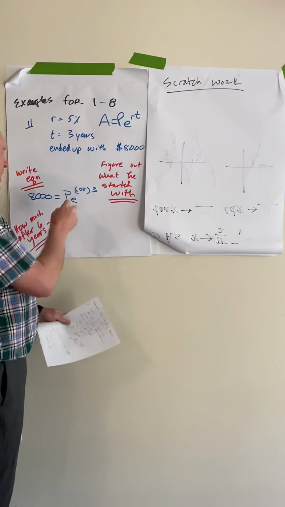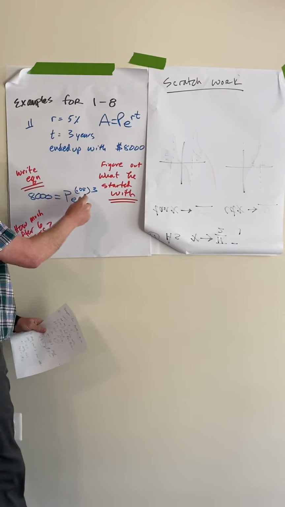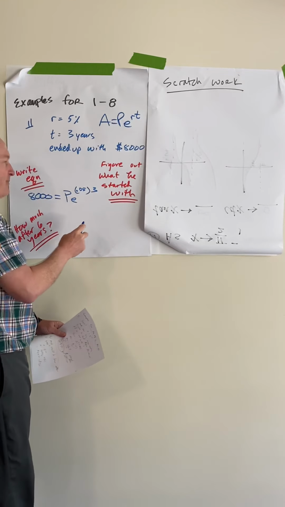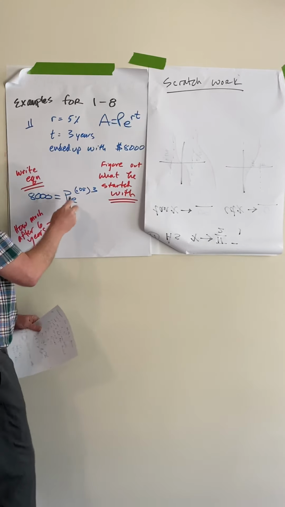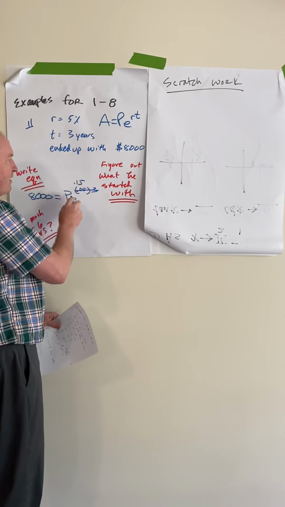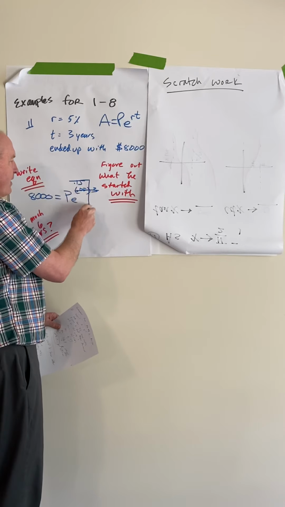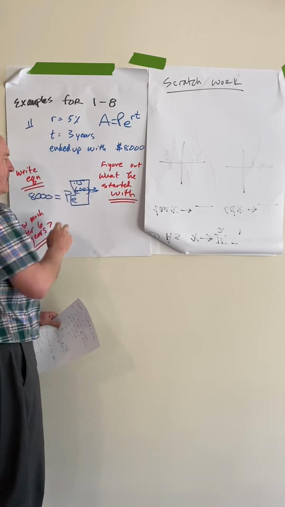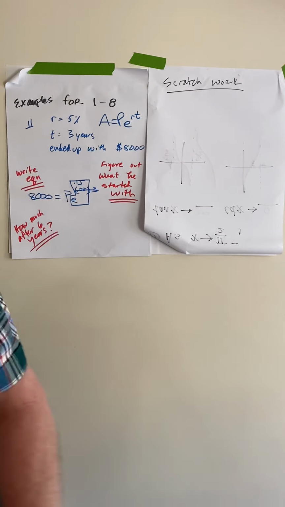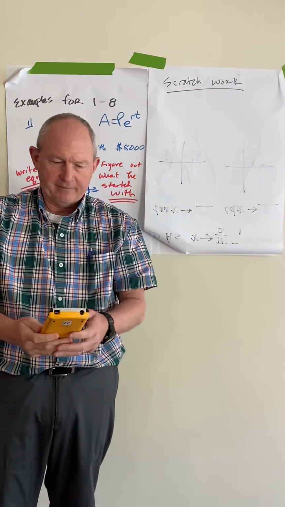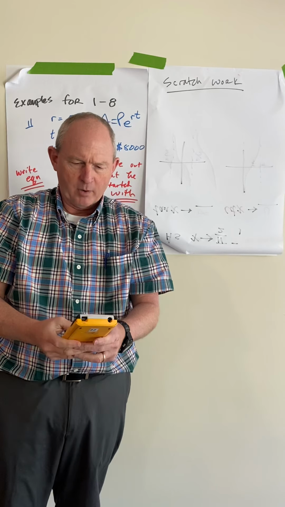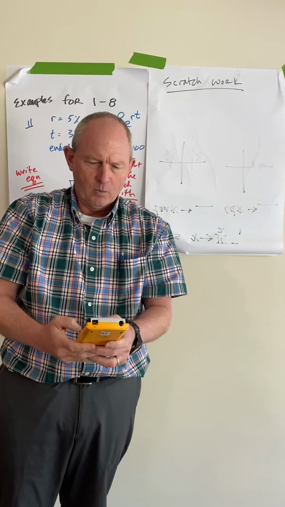This is kind of a pain to solve for P. But we're going to multiply these two together. We multiply 0.05 times 3, and that's 0.15. So I can get rid of this and write 0.15 there. Then I have to figure out what e to the 0.15 is on my calculator. So I'm going to whip out my trusty dusty graphing calculator, and I'm going to do second e to the 0.15, and I get 1.16.